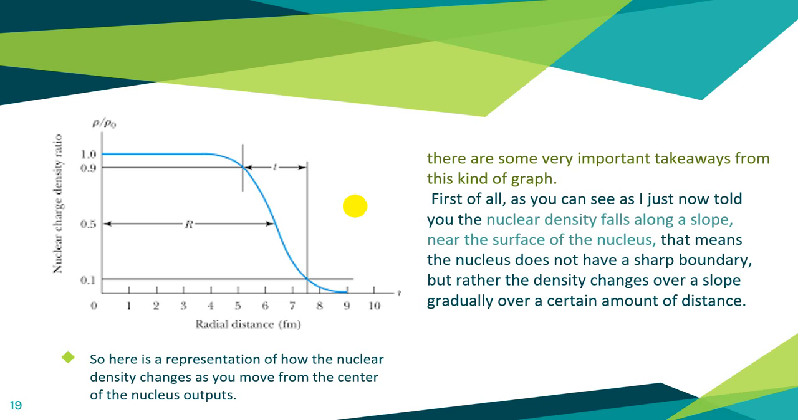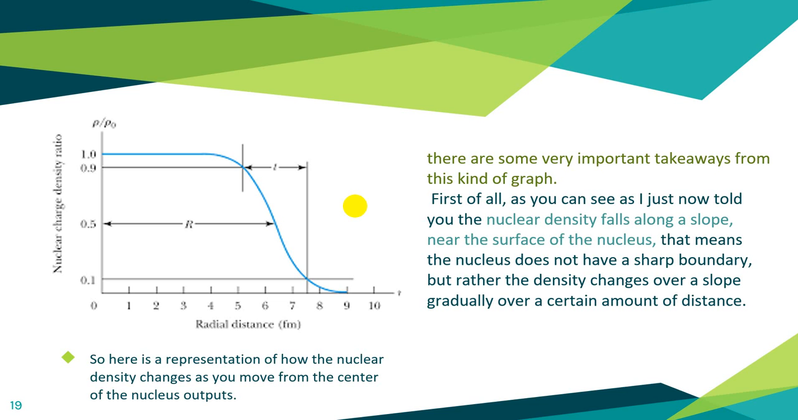So let's look at this diagram first. Here is a representation of how the nuclear density changes as you move from the center of the nucleus outwards. There are some very important takeaways from this graph. First of all, as I just told you, the nuclear density falls along a slope near the surface of the nucleus. That means the nucleus doesn't have a sharp boundary, but rather the density changes gradually over a certain distance.